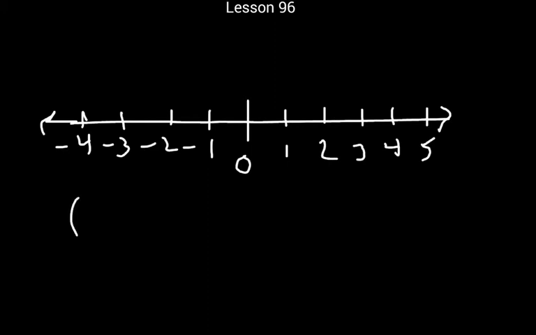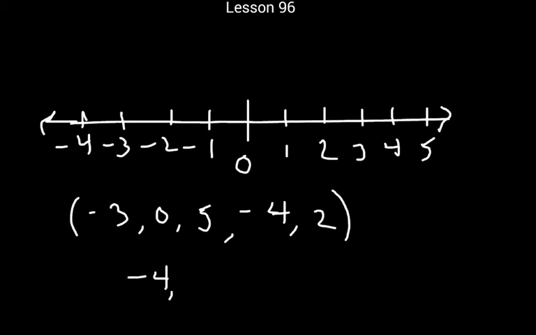Typically you'd be given a set of numbers all out of order, like negative 3, 0, 5, negative 4, and maybe 2, just as an example. And you have to put them, let's say, least to greatest. Well, in a number line, the smallest numbers are to the left. So of this set of numbers, negative 4 is the smallest because it's further to the left than anything else. So we can start with negative 4.